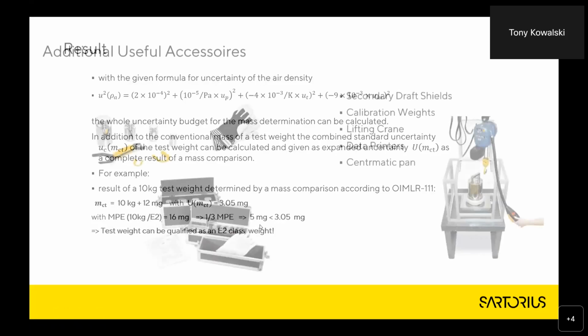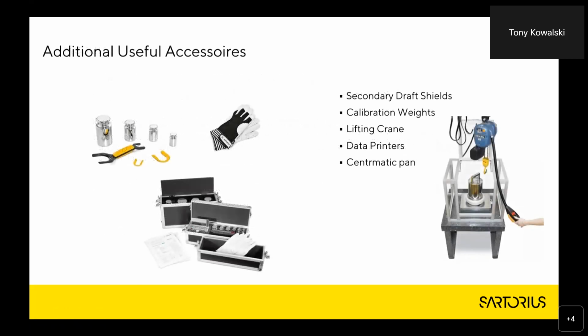So that is the end. Just a few things that are helpful for you. Lifting forks, nice storage for weights if you're taking them out to customers to calibrate their balances. Here you see an example of a secondary draft shield.